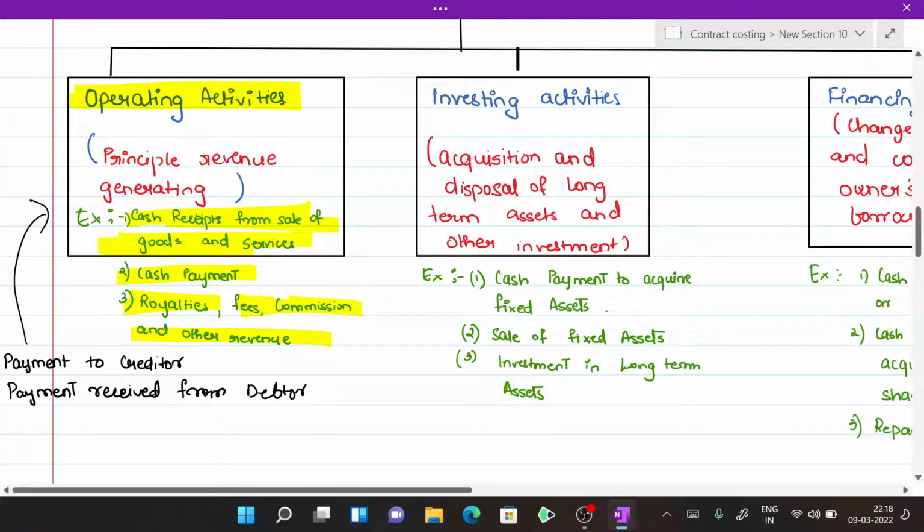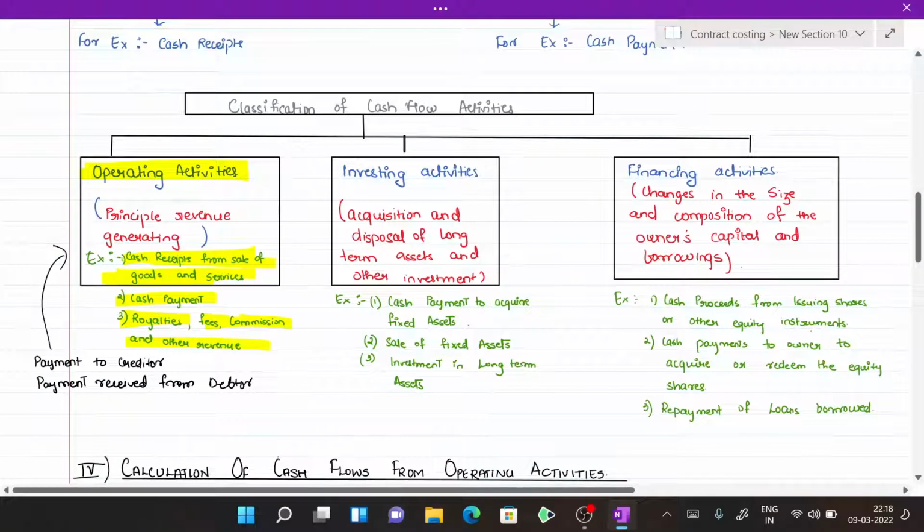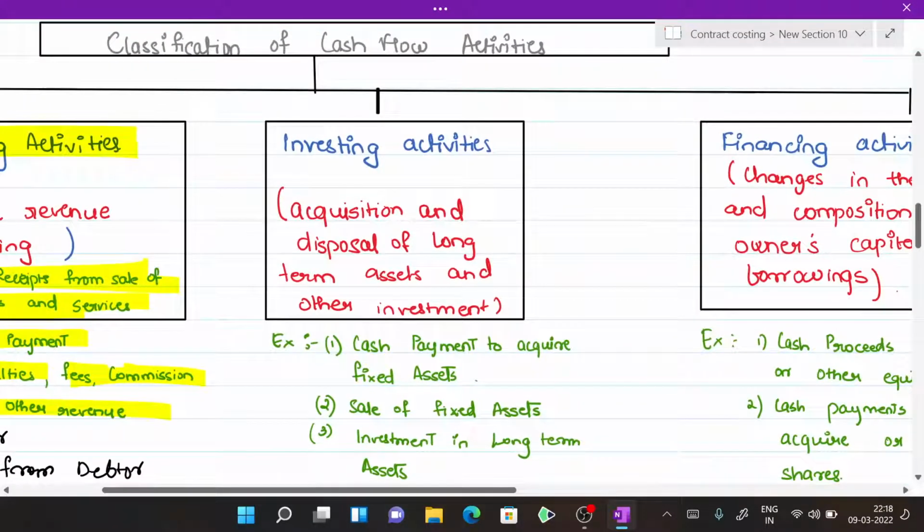Then comes the investing activities. These are the three activities, that is operating, investing and financing. Investing, the ideal meaning of the investing is that you invest in some asset, or you can sell off the asset, or you can invest in some FD or something, right? The ideal meaning is that whenever you make the payment for any purchase of an asset, right? That comes under the investing activities.